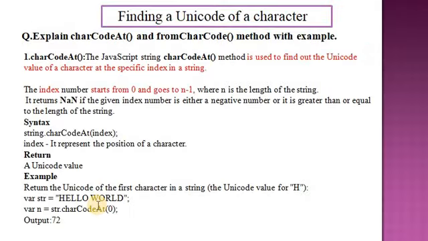Next point is finding the Unicode of a character. In that we use two methods, the charCodeAt method and the fromCharCode method. Explain the charCodeAt method and the fromCharCode method with an example. This question will be asked in an exam.